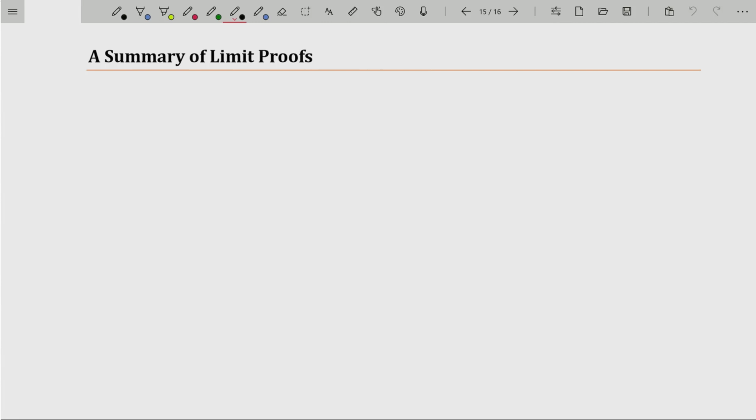So hopefully at this point, you have already been introduced to all the limit proofs, whether it's a finite limit at a finite point, also known as an epsilon-delta proof, or you have a finite limit at infinity or an infinite limit at a finite point, any of those. They all kind of have the same basic structure. So let's talk about that basic structure.